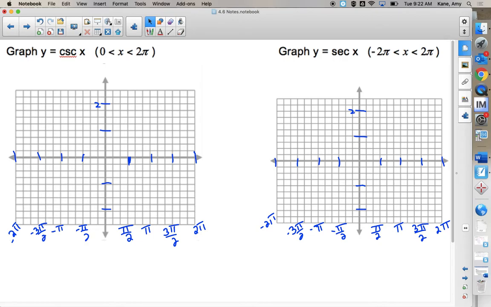So what I'd like you to do is graph sine. So our first graph is cosecant. Cosecant and sine are reciprocal functions. So I want you to plot some points for sine.